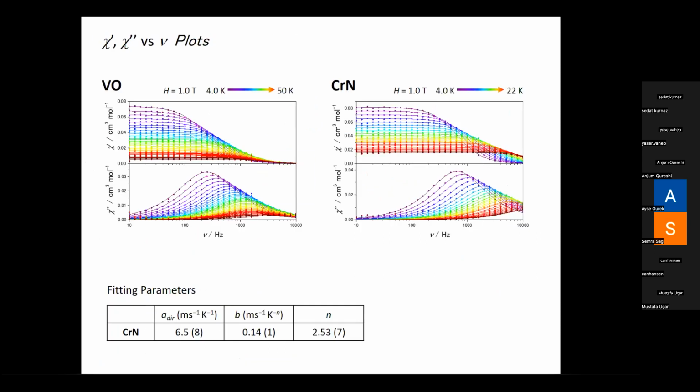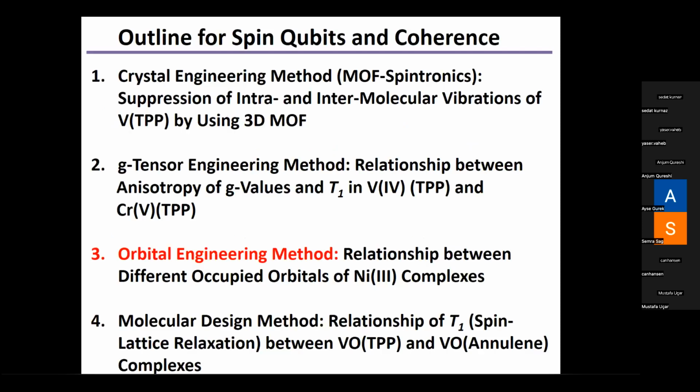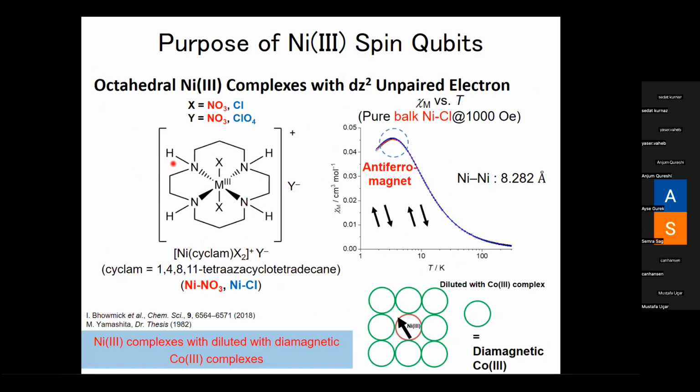So both compounds show slow magnetic relaxation. These are actually molecular spin qubits. And oxyvanadium is better than chromium nitride due to the anisotropy of g values. This is the so-called g-tensor engineering method. The third one is the orbital engineering method, the relationship between different occupied orbitals in the nickel-3 complex. The nickel-3 complex is usually very unstable, but we stabilize it by a macrocycle ligand.